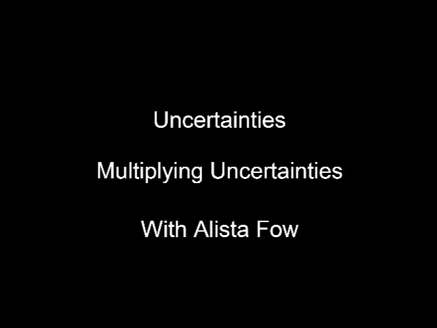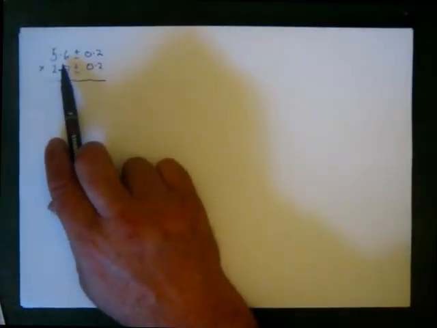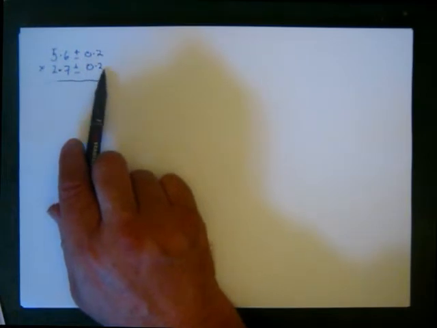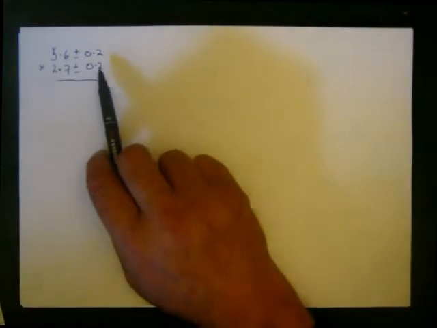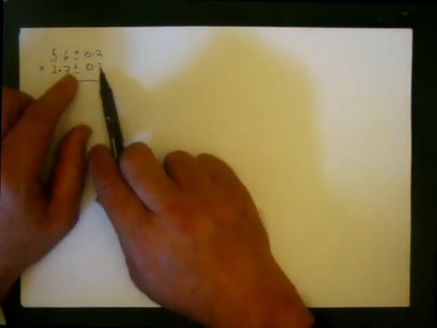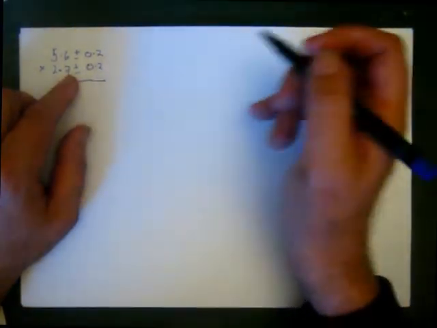So now we want to multiply these two measurements together. So I've got two measurements, 5.6 plus or minus 0.2 and 2.7 plus or minus 0.2. So now I want to multiply them together. We're basically going to use Pythagoras again, like when we did adding the uncertainties. However, we have to use Pythagoras using the percentages. So I have to convert these from an absolute value into a percent value.